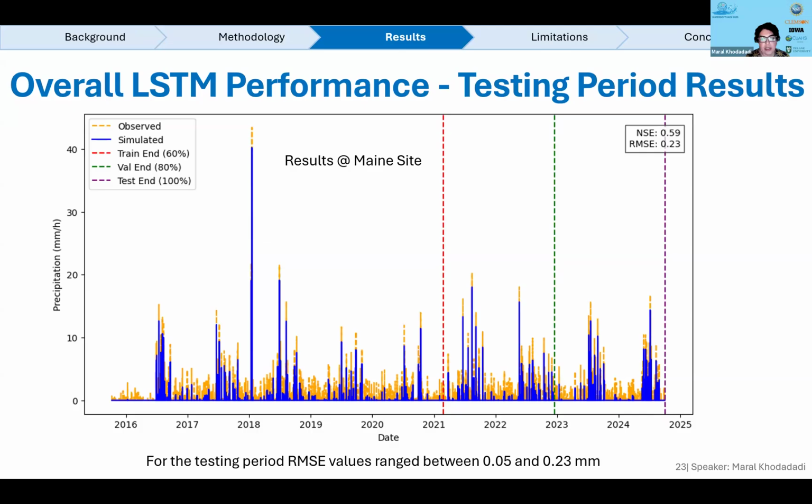After model training, we investigated the performance of the training period. This figure shows the temporal variability of observed and simulated rainfall time series at the main site. Overall, the model underestimated low precipitation values while capturing high-intensity rainfall events more accurately.